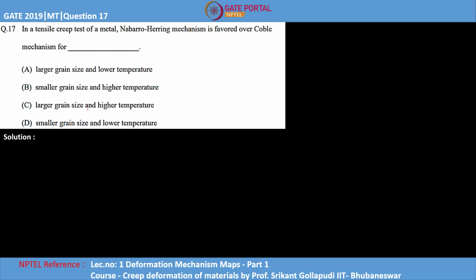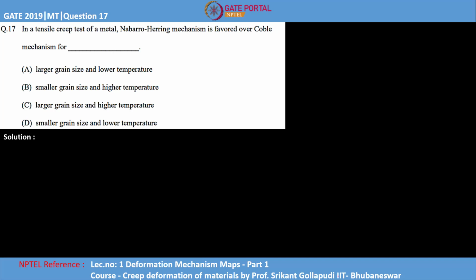So to know more about the deformation mechanism in case of creep test, you can refer to lecture number 1, Deformation Mechanism Map, part 1, from the course Creep Deformation of Materials by Professor Srikant Gollapudi from IIT Bhubaneswar.